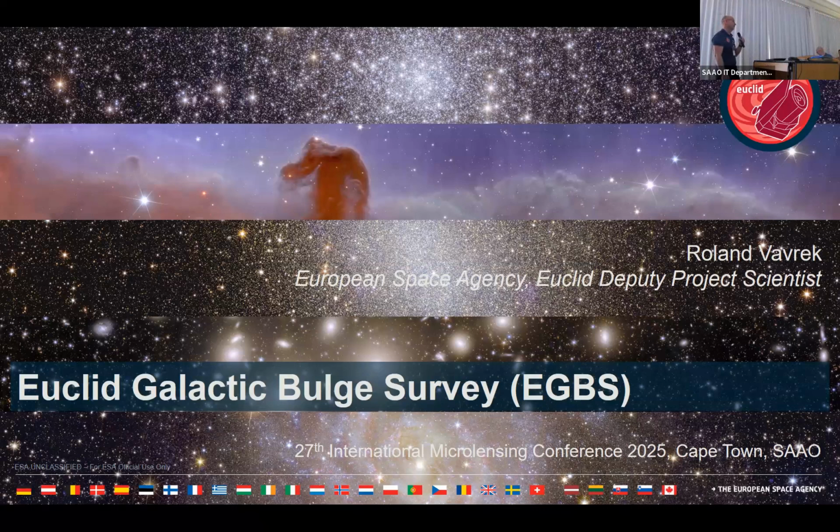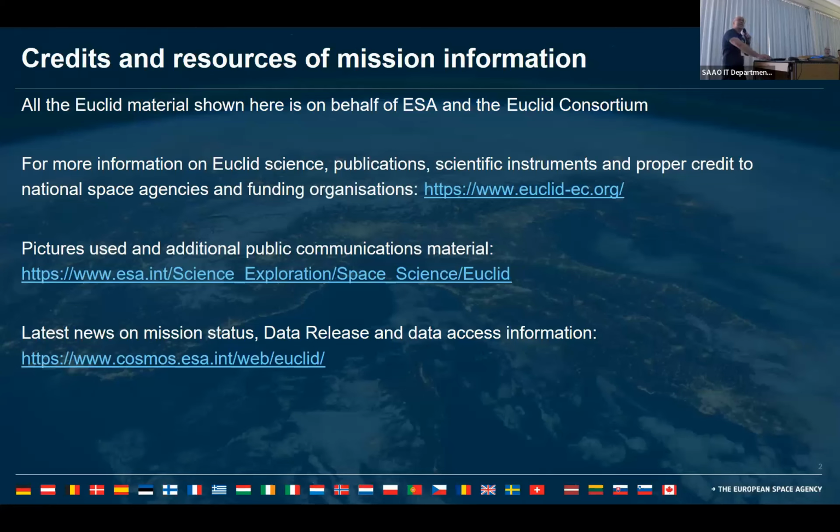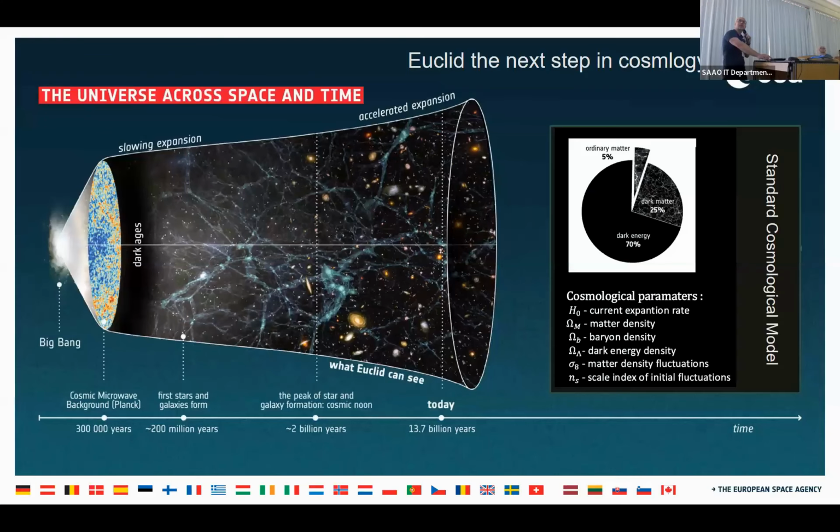As you know, our mission is not primarily designed for that. So in this talk, I will go through the current mission status and give some details about the Galactic Bulge survey requirements and the implementation layout. These are just the credits to the Euclid consortium and to ESA. If you click on these websites, you can get more details about the mission.